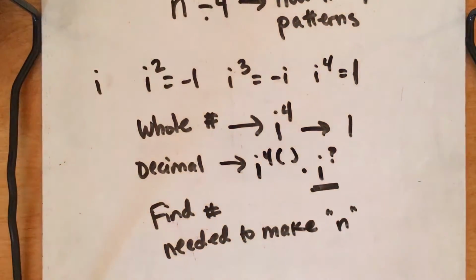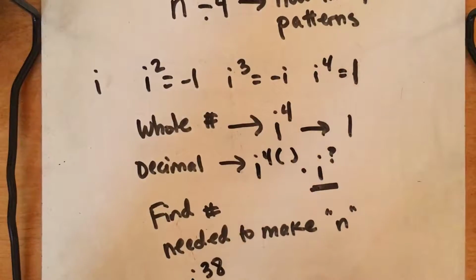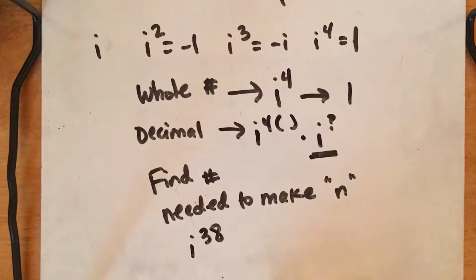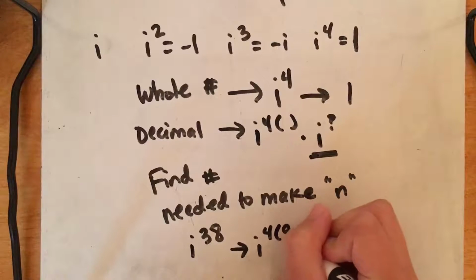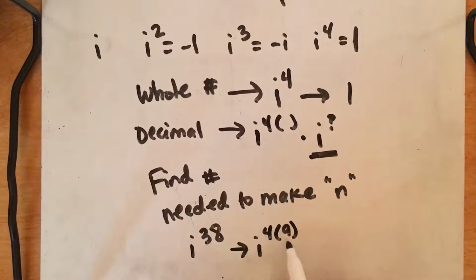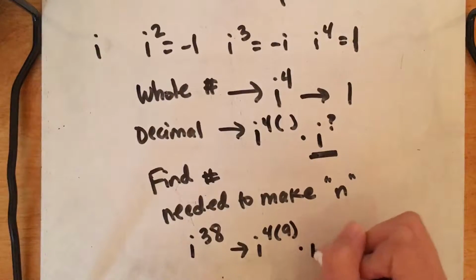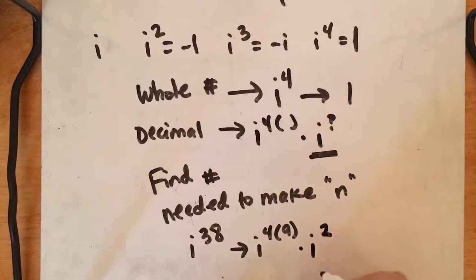So for example, let's say we have i to the 38. I'm going to take 38 divided by 4, and I get 9.5. So that means I have i to the 4th 9 times. 4 times 9 gives me 36. So I need 2 more. So I'm going to make i squared. So this part right here is now my answer.